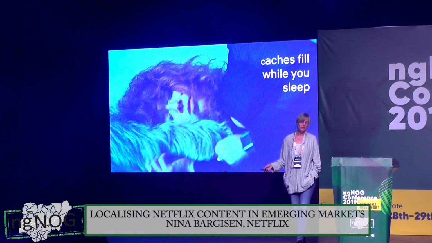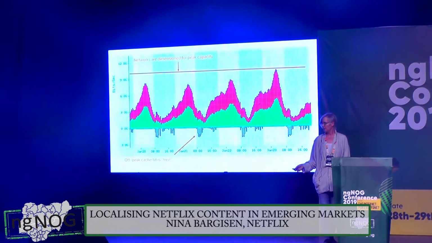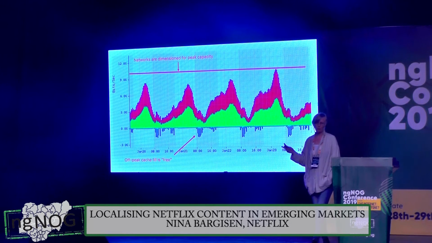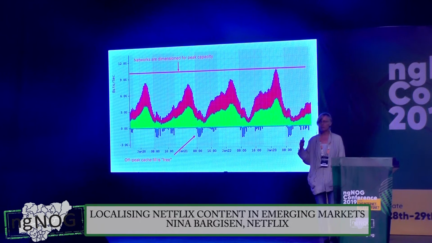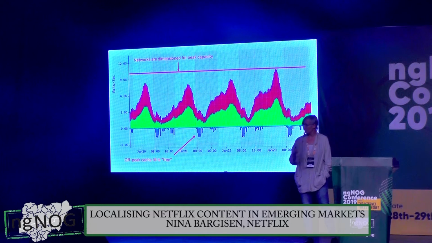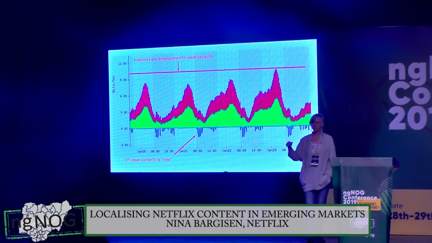So these caches are filling while we sleep. Because we have this knowledge about what people are watching, we have a good prediction of what they want to watch tomorrow, which enables us to make sure that the movies are on the servers before there is a demand for it. So an example here is from a server where above the 0 line is the served traffic, the streaming traffic, and below the line is the fill traffic.